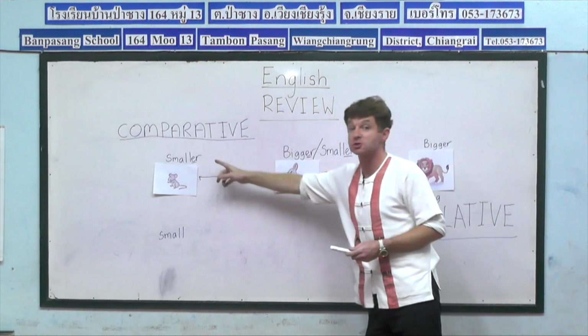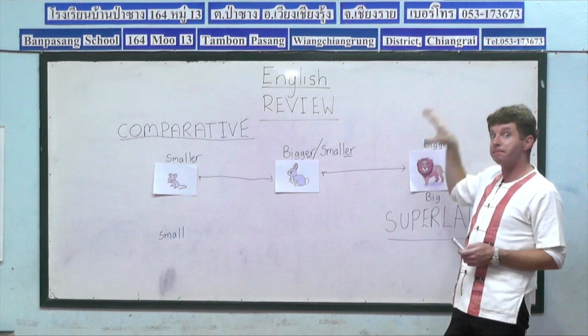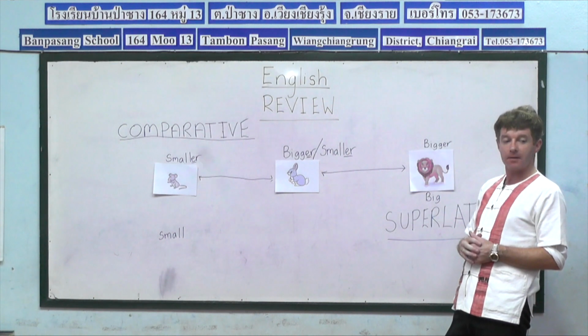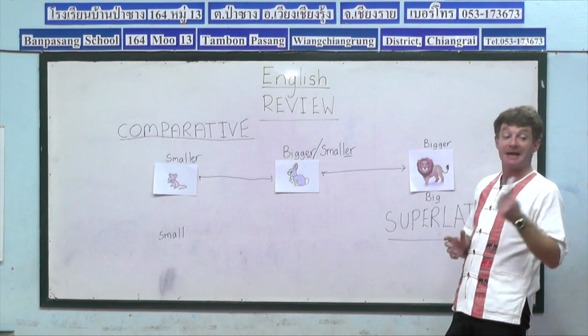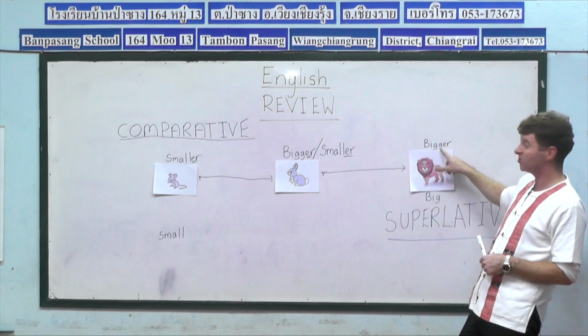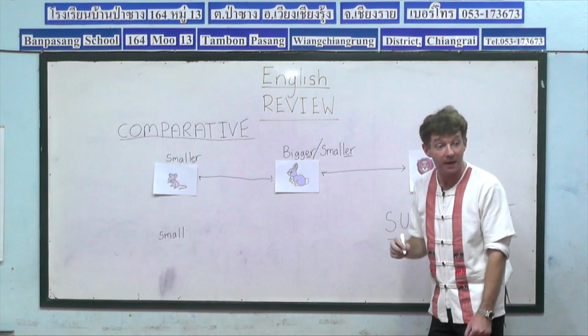We're not looking at smaller, bigger. Which is the biggest animal on the board? Which animal is biggest? Lion. So this time, with superlatives, we don't write G-E-R. What do we write, guys? Can you remember? Superlatives.